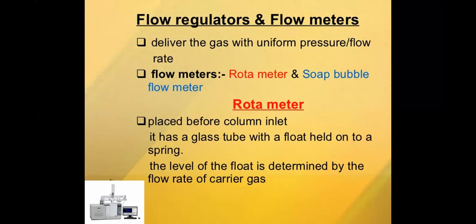So the rotameter is placed before the column inlet, which means before the introduction of the carrier gas into the further system. It has a glass tube with a float held onto a spring.